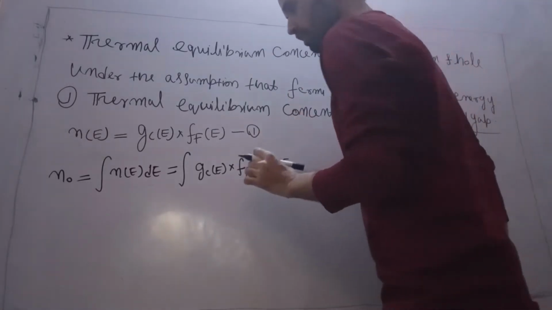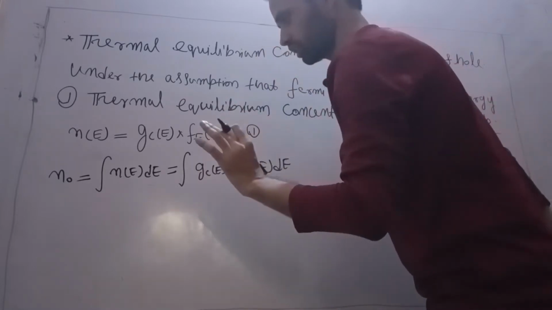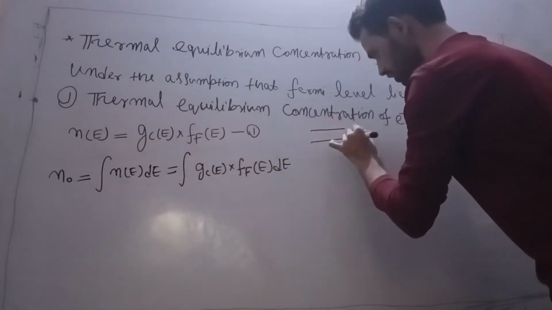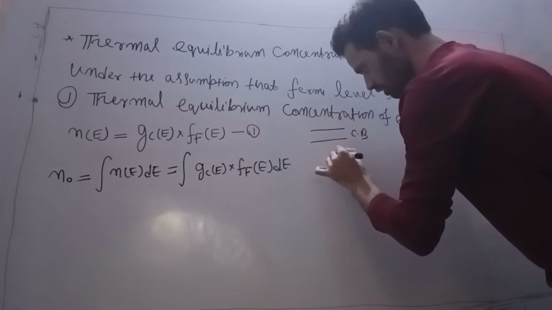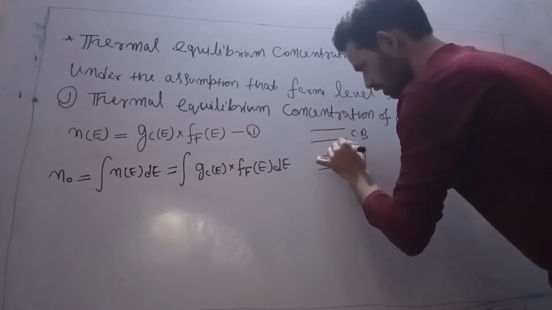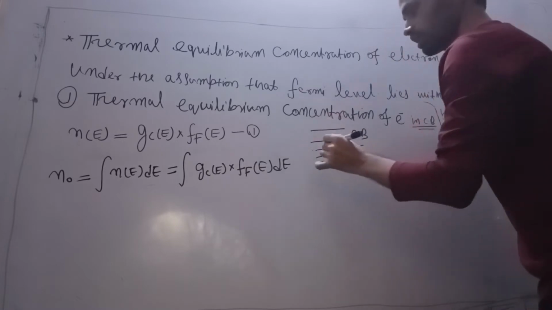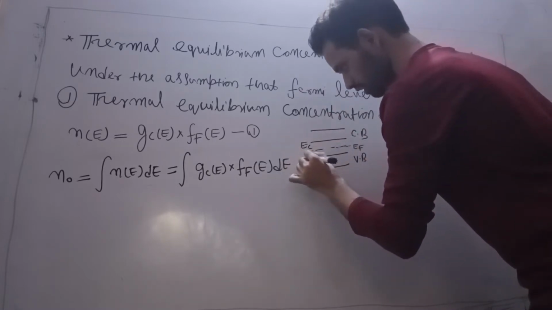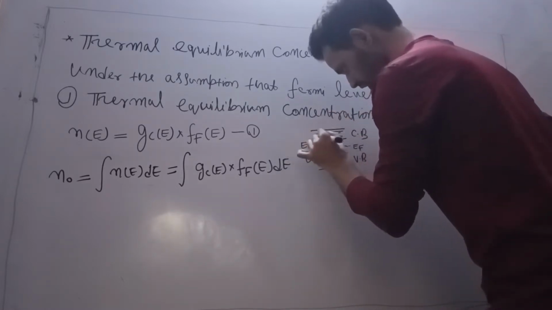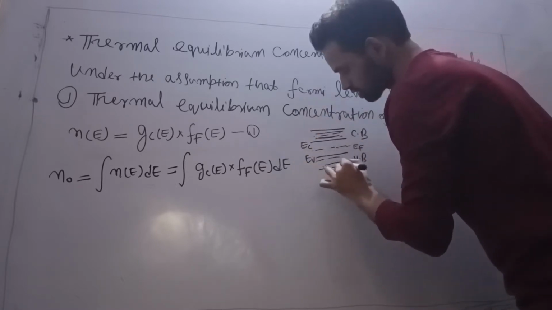So now see here, this is the density of state function in conduction band. This is the Fermi-Dirac distribution function. So see, this is my conduction band, and somewhere here is the valence band, and in between there is the Fermi level, somewhere between EC and EV. These are the available energy states in conduction band and available energy states in valence band.